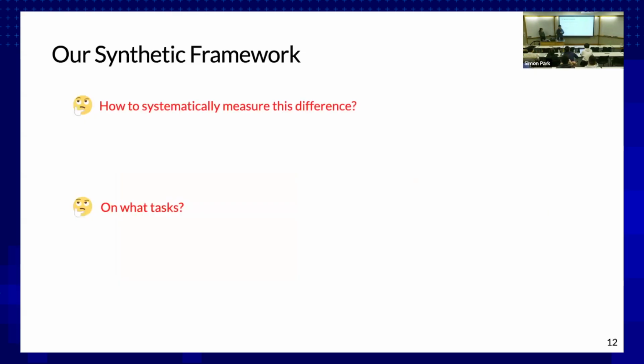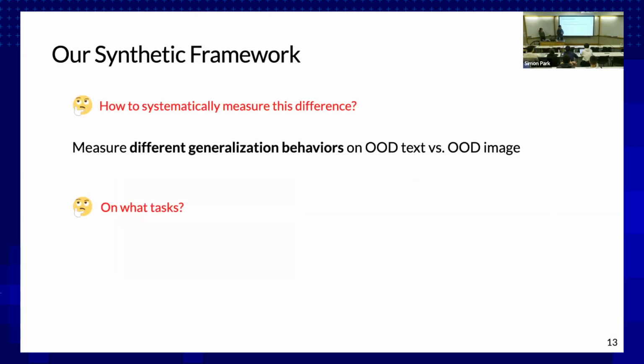So the main questions that we start our project with are these two questions. How are we going to systematically measure the difference of the model's performance on text and image? And we propose that we are going to measure how well the model generalizes to out-of-distribution text versus out-of-distribution image.